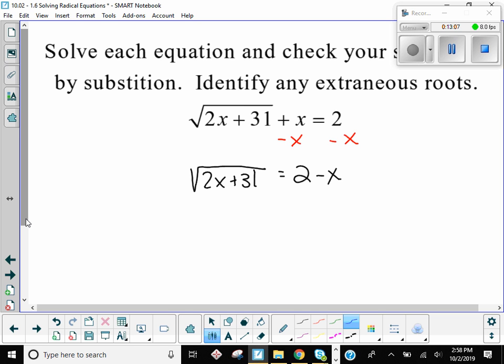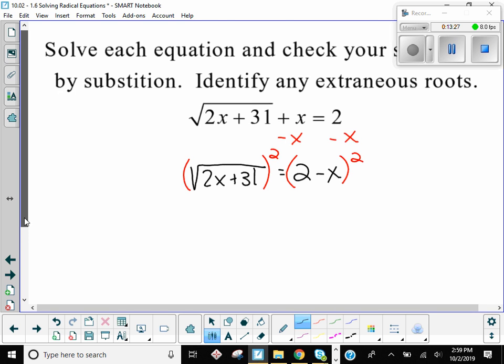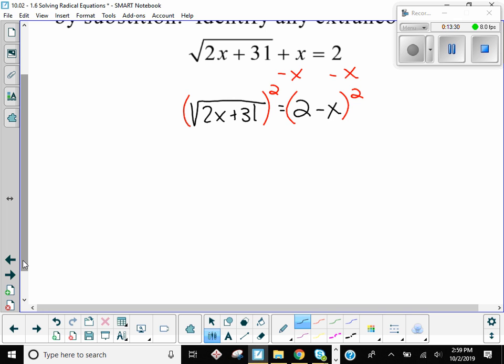What power do I need for both sides here? 2, right? So raise both sides to 2. That's even. So eventually, at the end of the problem, we're going to have to check for extraneous solutions because of the even power. So now here's what we've got. On the left-hand side, the power cancels the root. We got 2x plus 31. That part's easy.